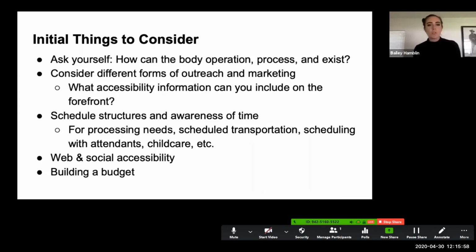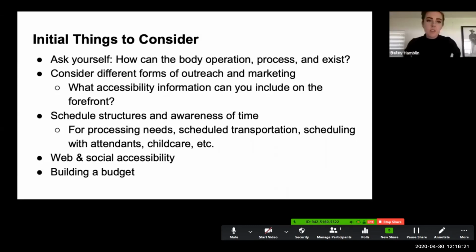Also, looking at web and social media accessibility is an easy way. There are lots of tools out there to make web content more accessible. A lot of social media platforms have different accessibility features that are super easy to just go in and turn on. So those are small ways that, from the forefront of your planning and advertising, you can make things a little more accessible.